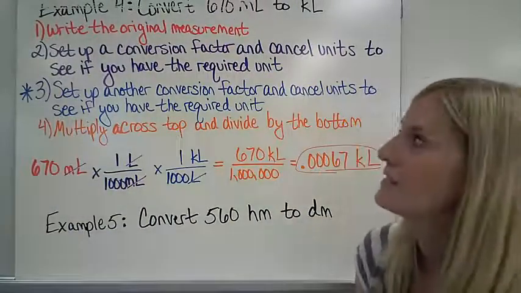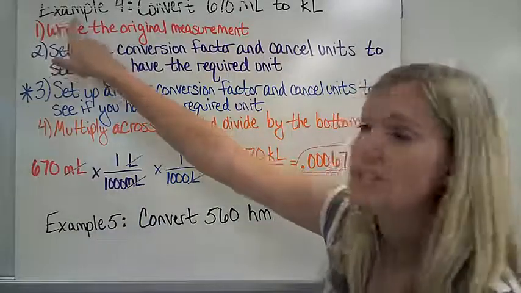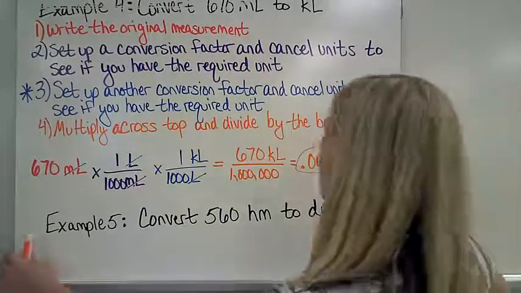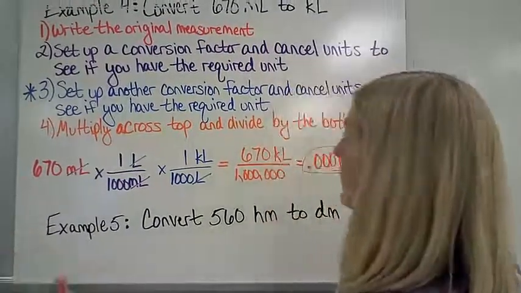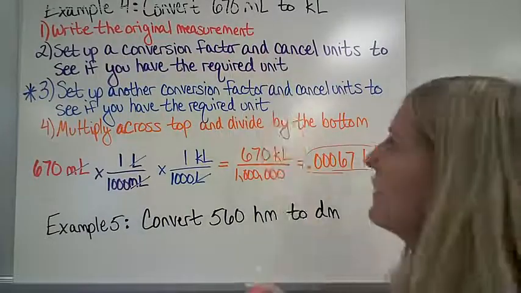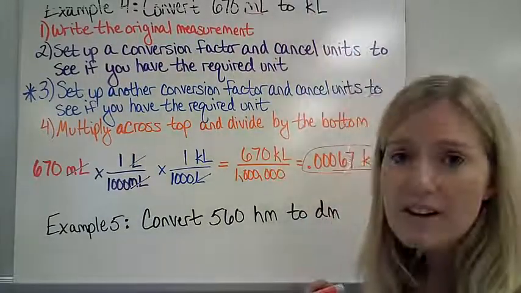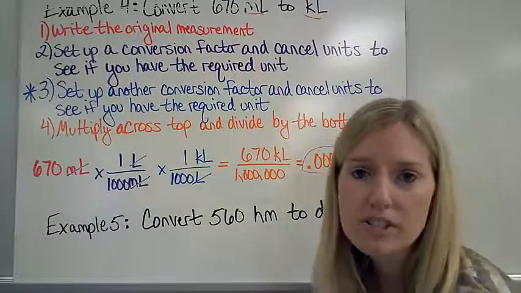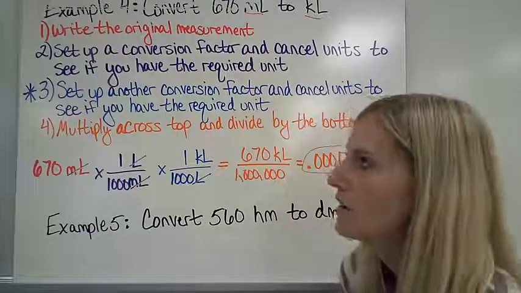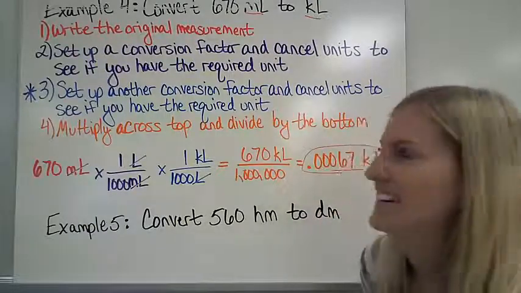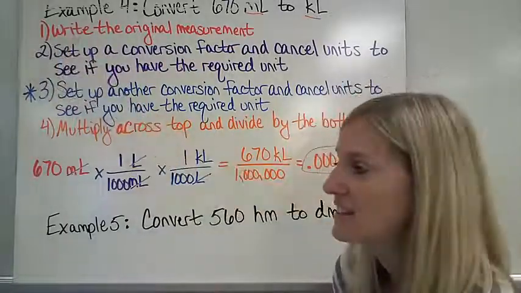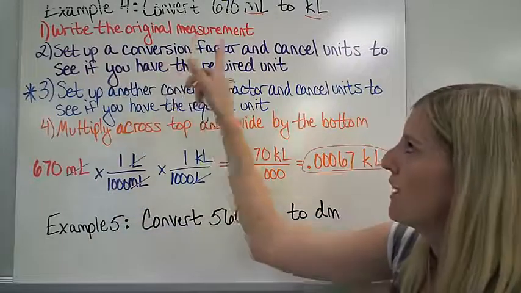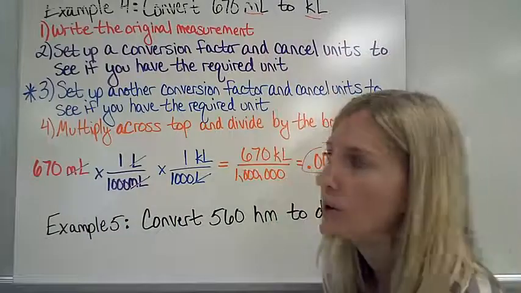So, my last example, or not my last example, a more difficult example. I'm going to convert 670 milliliters to kiloliters. Notice that I'm going from a prefix to another prefix. This is what makes it more difficult. The steps are still the same, but there's just an extra step, which doesn't really make sense, but I'll explain. So, first, I need to rewrite the original measurement, just like before. Second, I'm going to set up my conversion factor, cancel my units, just like before.